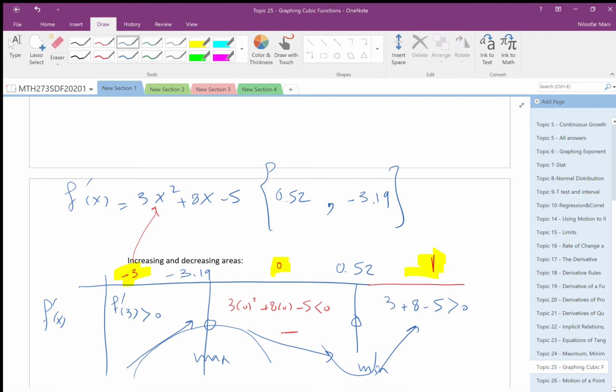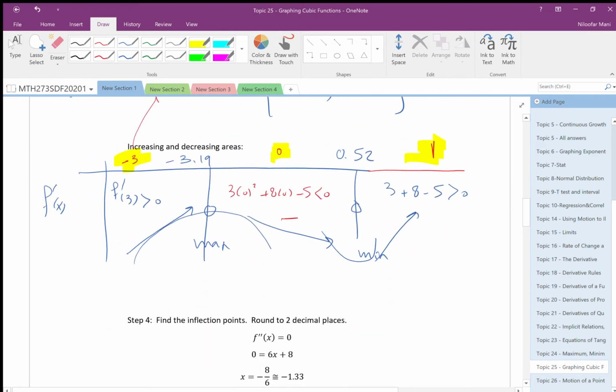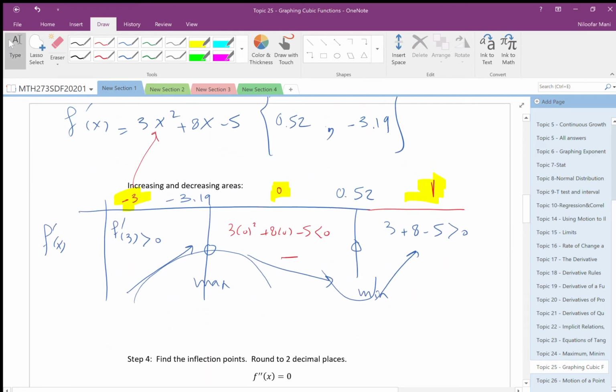But the second derivative test is easier because you find the second derivative and check if the second derivative at a point is positive, minimum. If negative, maximum. Okay, so you have this, and then you can say, look at this.